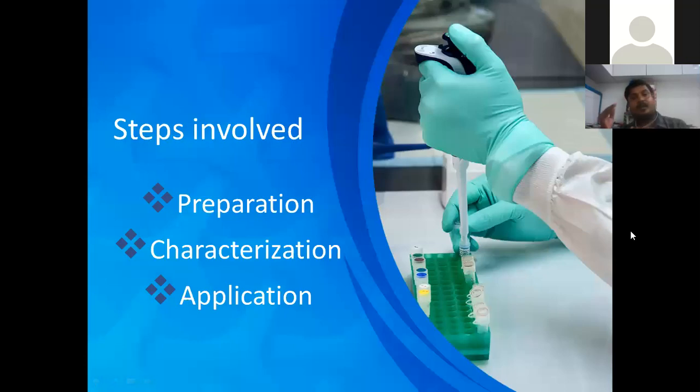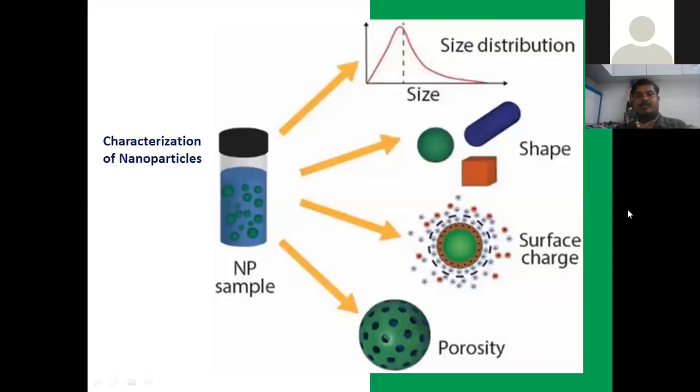Apart from that, in nanoparticles there are three major steps: first is preparation, then characterization, and then application. These are the three major things involved in nanoparticles and nanoparticle-based product development. So we prepare all types of nanoparticles, and then we want to prove the character of the material is nano size. The applications are in so many areas like biomedical, agriculture, and food science and technology. I told you so many applications are there for nanotechnology and its based things.